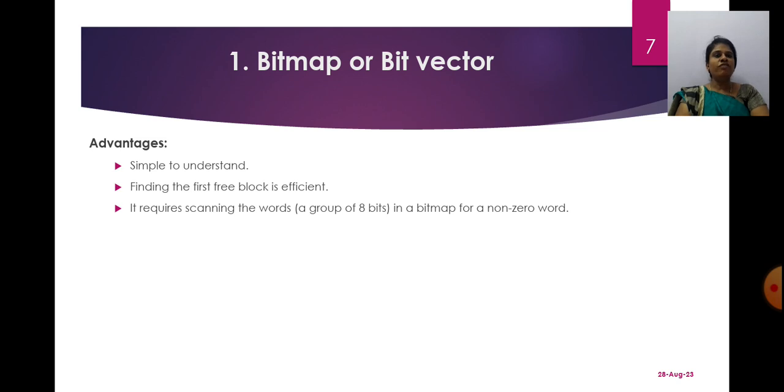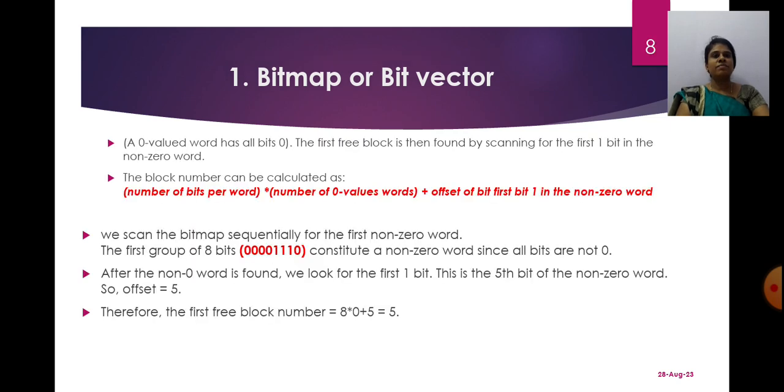So the advantage of bitmap or bit vector is that it is very simple to understand, and also finding the first free block in the disk is very efficient. But it requires scanning the words in a bitmap for a non-zero word. That is, it scans to find out the first free space that is available in the disk. Also, here the bits may consist of a value either 0 or 1. The block number can be calculated. That is, the first free block is found by scanning for the first 1 bit in the non-zero word.